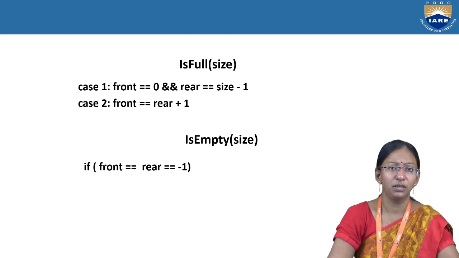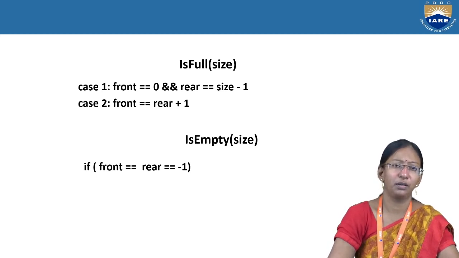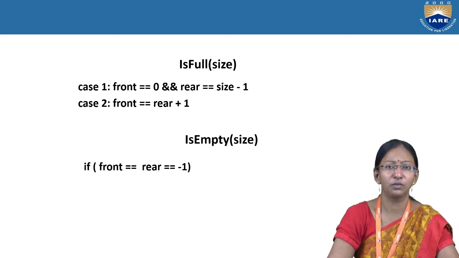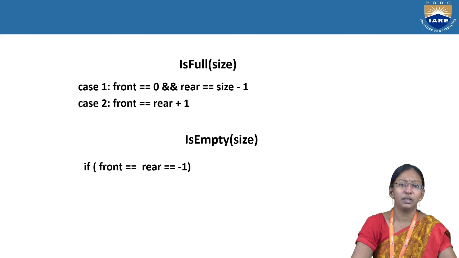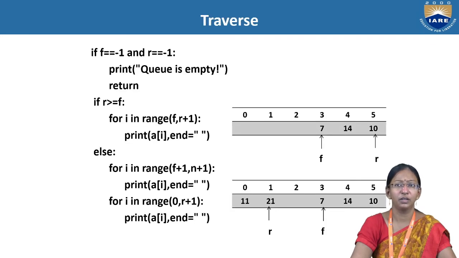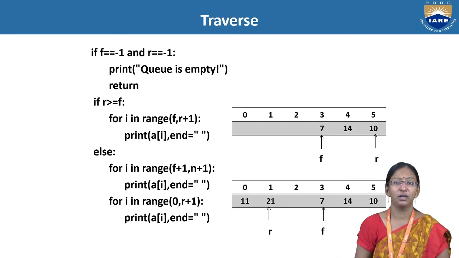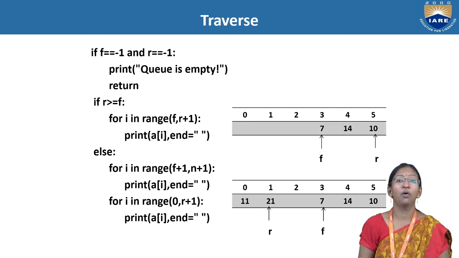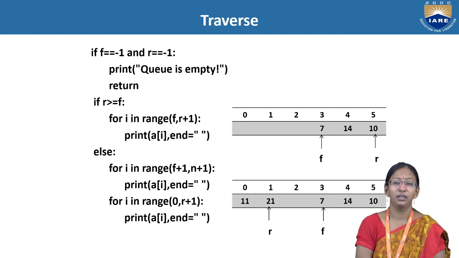Empty, any one of the conditions will be enough. Either front is equal to -1 or rear is equal to -1. Okay, so these are the 4 basic operations. Then let's say traverse. Traverse means displaying all the elements in your circular queue.